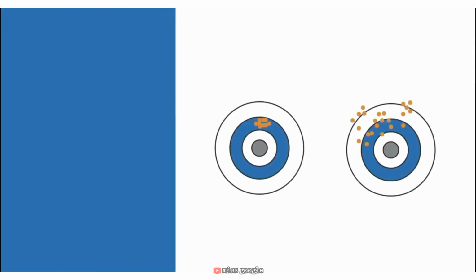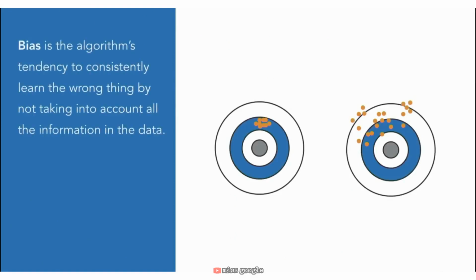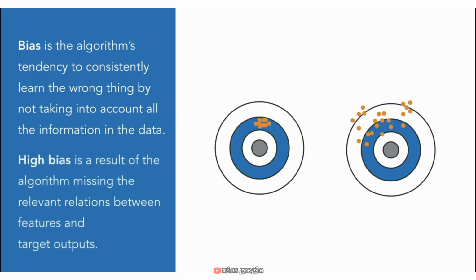Okay, so now moving into something a little bit more concrete and actually pertaining to machine learning. Bias in machine learning is the algorithm's tendency to consistently learn the wrong thing by not taking into account all of the information in the data. High bias is a result of the algorithm missing relevant relationships between the features and the target variable. So using our dart analogy, we're missing the target. The model doesn't really understand what it should be aiming for, and as a result, its predictions are consistently off base in a systematic way.